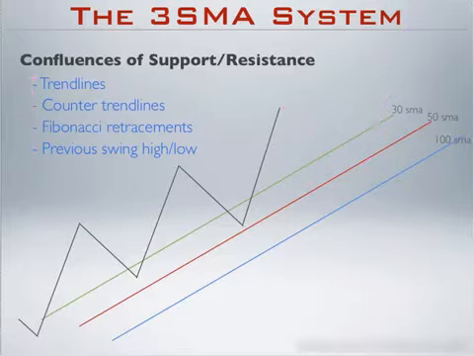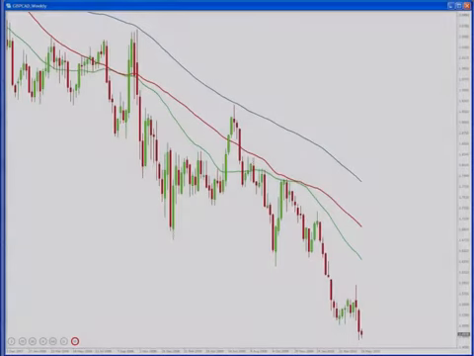Okay? Again, the more the merrier, but as long as you have one or two around the dynamic area of support and resistance, and as long as you do get that bounce, that's still good enough to trigger your entries. All right, now I'll tell you what.